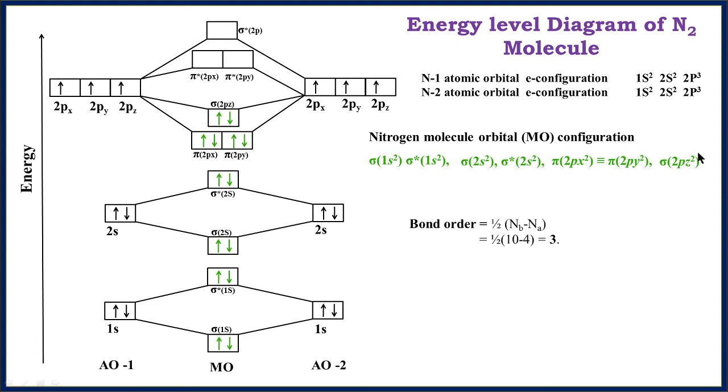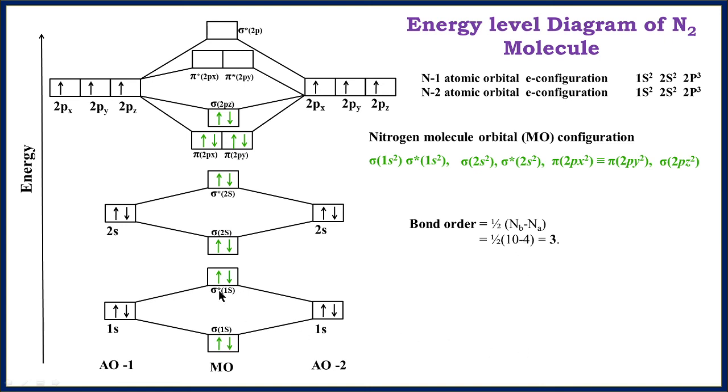Now we can calculate the bond order. To calculate the bond order, we have one formula, that is 1 by 2 into the number of electrons in bonding orbitals minus the number of electrons in anti-bonding molecular orbitals. Here we have a total of 10 electrons in bonding molecular orbitals. We can count here. Sigma 1s is a bonding molecular orbital, sigma 2s is a bonding molecular orbital, pi 2px, pi 2py, sigma 2pz, these are all bonding molecular orbitals. So total 2 plus 2 plus 6, 10 bonding electrons are there.